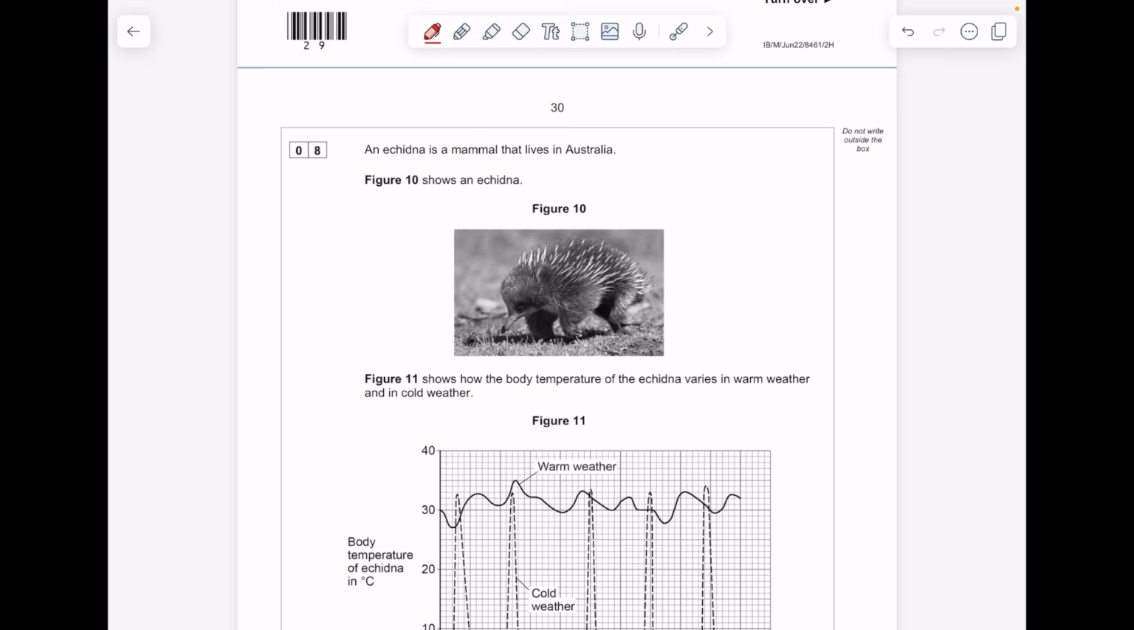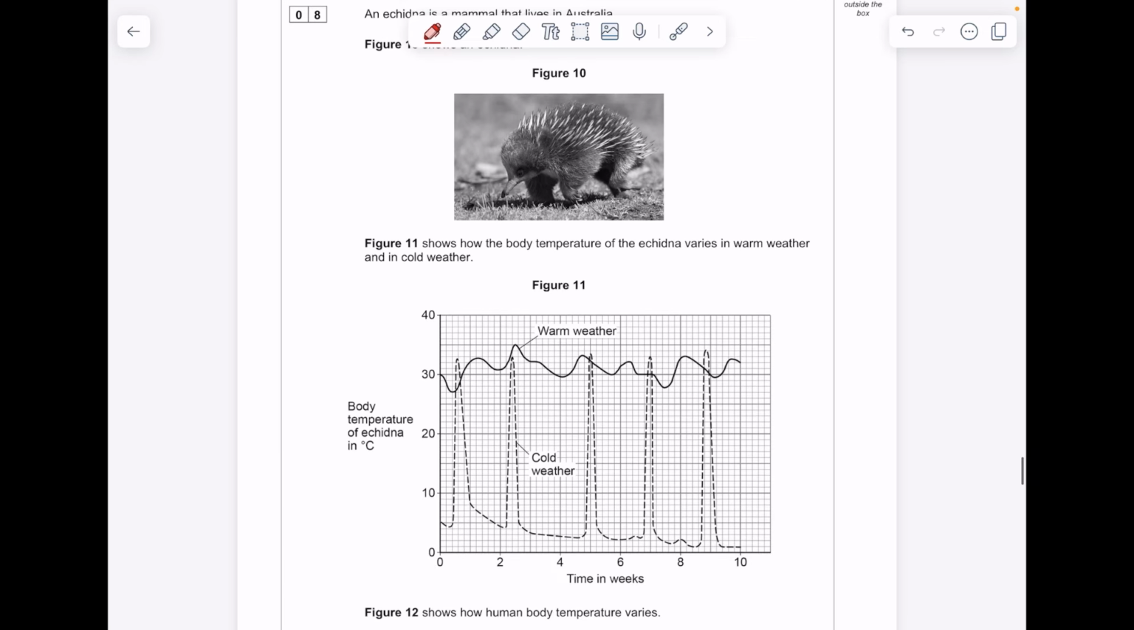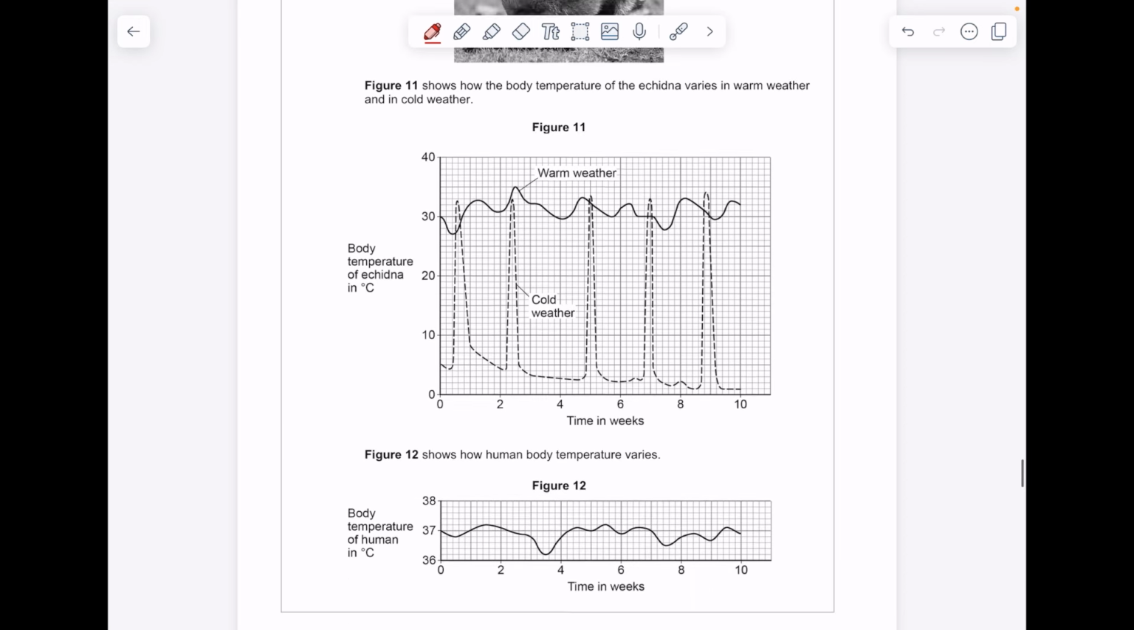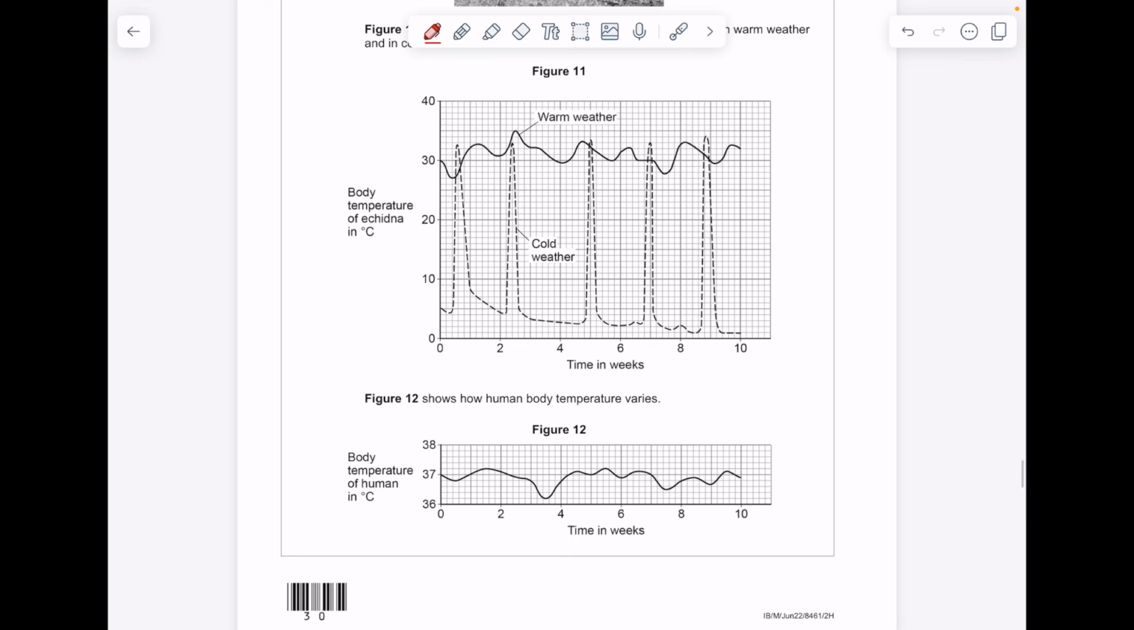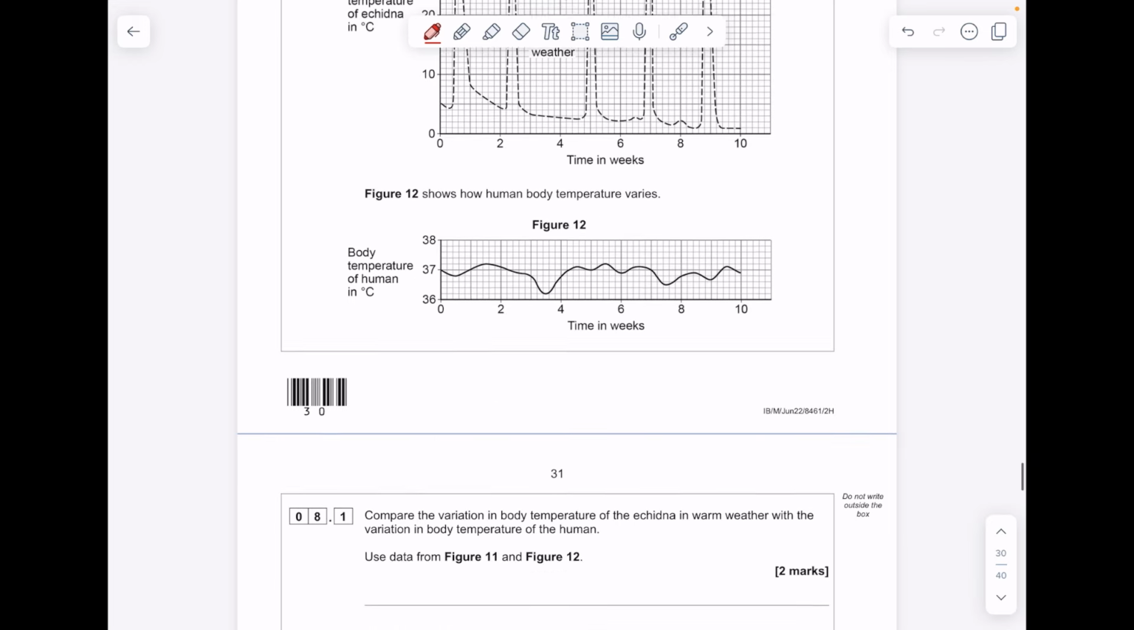An echidna is a mammal that lives in Australia. Figure 10 shows an echidna. Figure 11 shows how the body temperature of the echidna varies in warm weather and in cold weather. Gosh, its body temperature changes massively in cold weather. Look at all those peaks. Figure 12 shows how the human body temperature varies. Far fewer peaks and troughs.